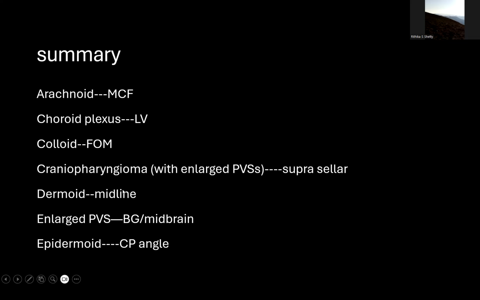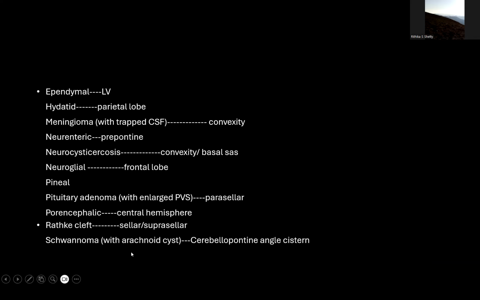Dermoid, usually midline, T1 hyper. Enlarged perivascular spaces. Epidermoid, most common is CP angle. Ependymal cyst, lateral ventricle, it will push the choroid plexus. Again, in infectious cause, this I have not covered, we'll be studying in next class, that is hydatid. Most common is parietal lobe. We have to remember this.